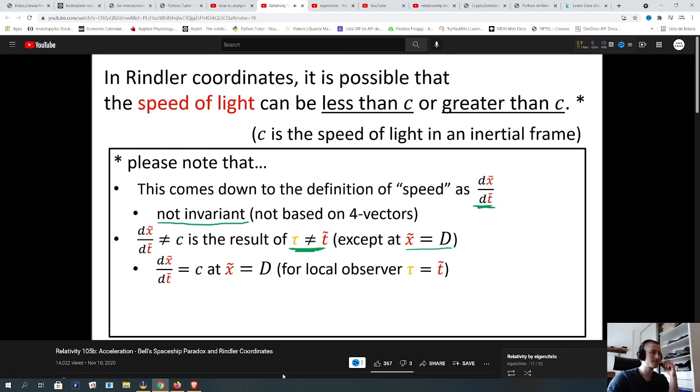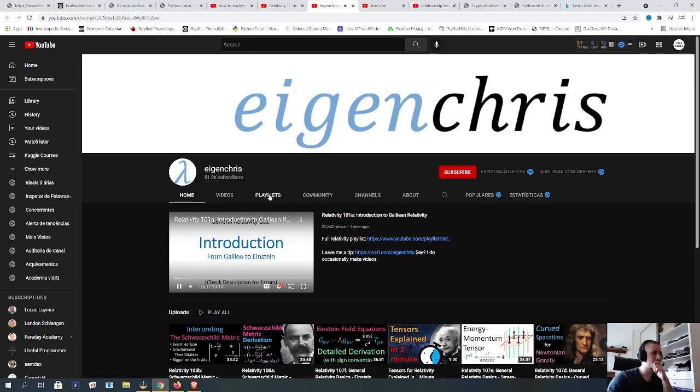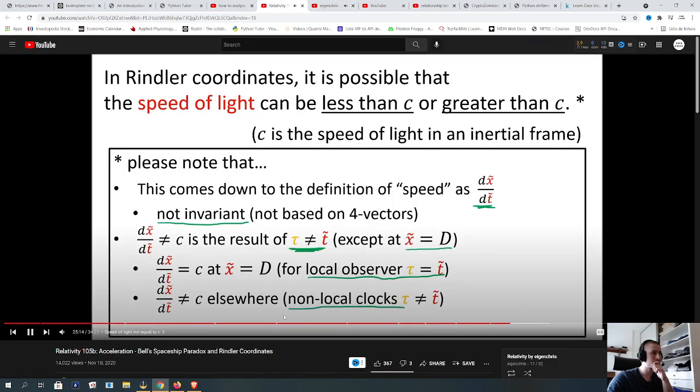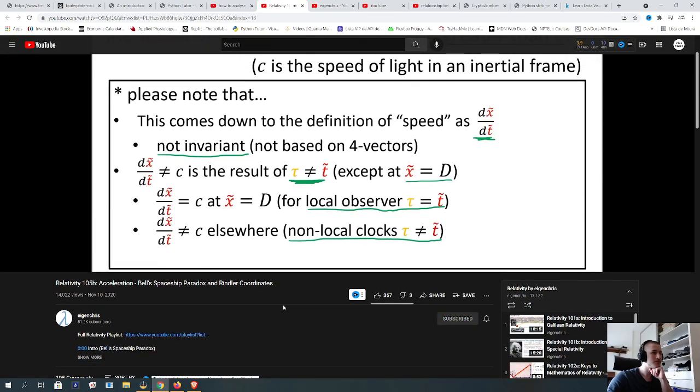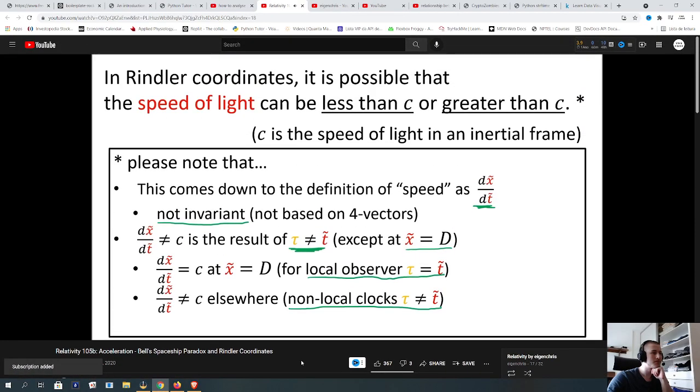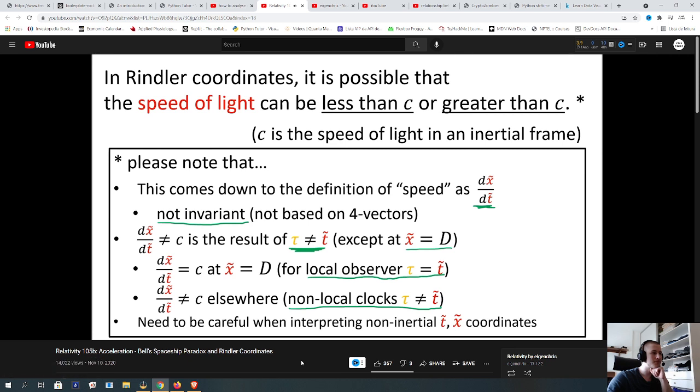This observer will always measure the speed of light to be c when measuring light beams locally right next to them. The calculation of the speed of light to be not equal to c occurs for non-local regions of spacetime far from this observer, where the t tilde coordinate does not equal the proper time tau. In the future, with non-inertial coordinate systems and in general relativity, we will need to be very careful when interpreting spacetime coordinates, because unlike with inertial frames, the spacetime coordinates will not always have obvious physical meaning.